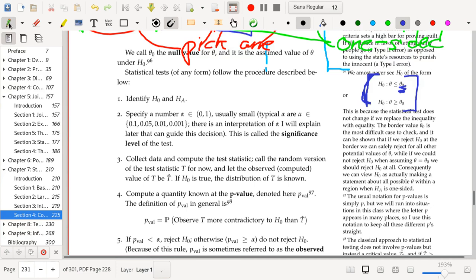So statistical tests of any form follow the procedure described below. There's basically one recipe for performing a hypothesis test.